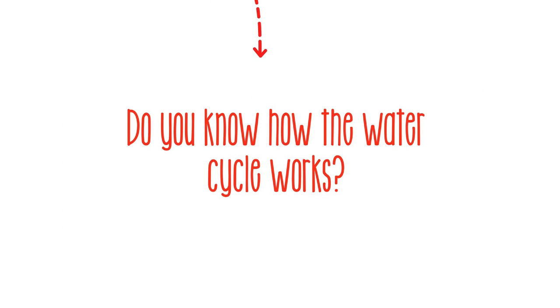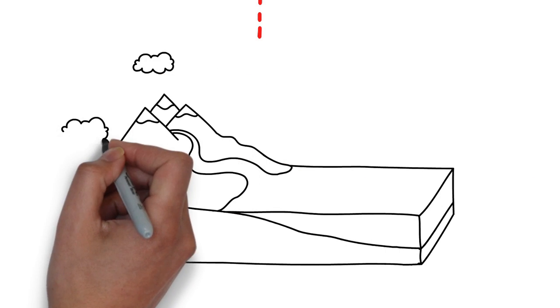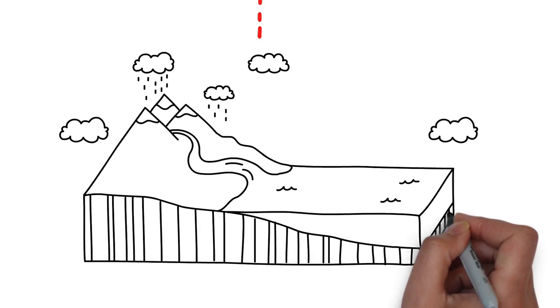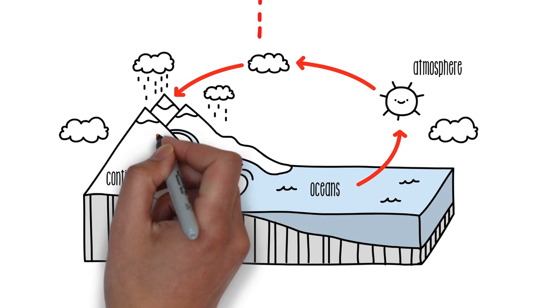Do you know how the water cycle works? The water on the Earth is distributed throughout oceans, continents, and the atmosphere, in which there are changes and continuous circulation. This circulation is called the water cycle or hydrological cycle. This cycle is kept in motion thanks to solar energy and gravity.